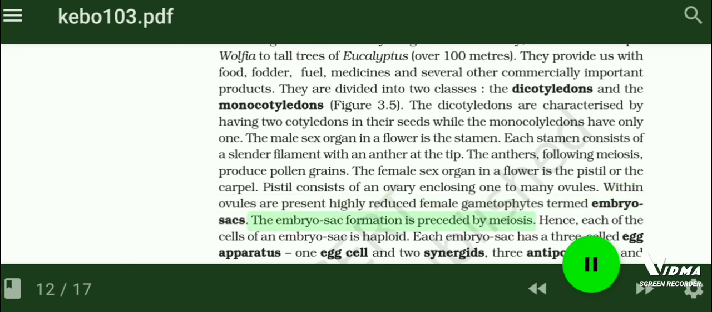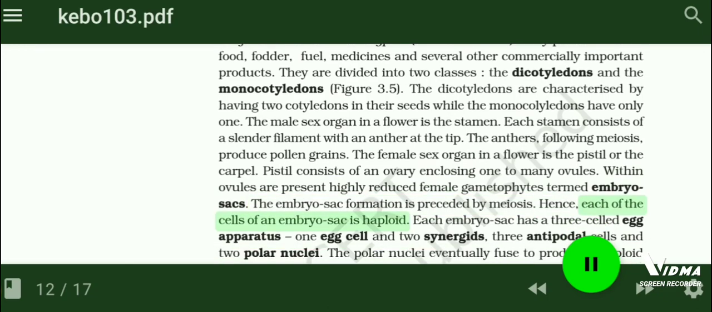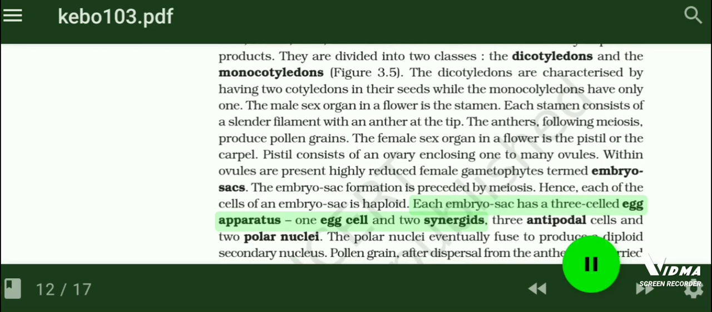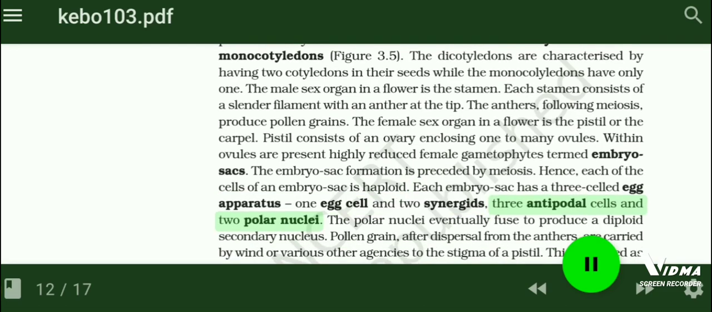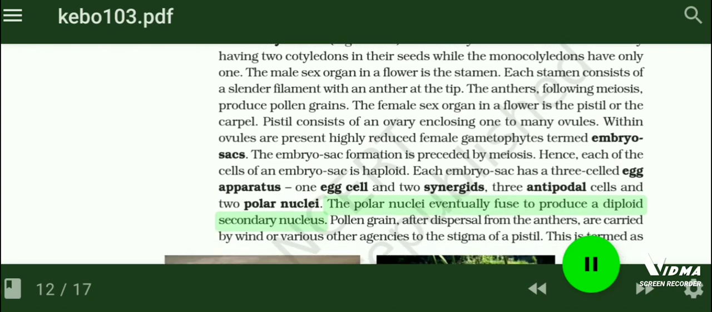The male sex organ in a flower is the stamen. Each stamen consists of a slender filament with an anther at the tip. The anthers, following meiosis, produce pollen grains. The female sex organ in a flower is the pistil or the carpel. Pistil consists of an ovary enclosing 1 to many ovules.